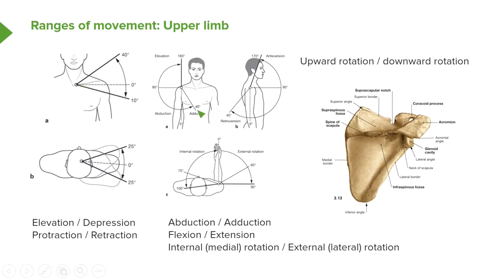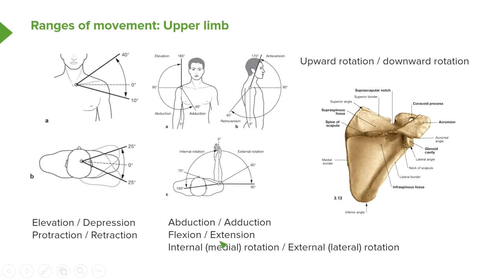We also, if we have a look here, have what's known as abduction and adduction. Abduction is when the upper limb is moved outwards, so it's moved in this direction. We've got abduction, and then when the upper limb is brought back to the trunk, we have adduction, where the upper limb is then returned to sit alongside the trunk.